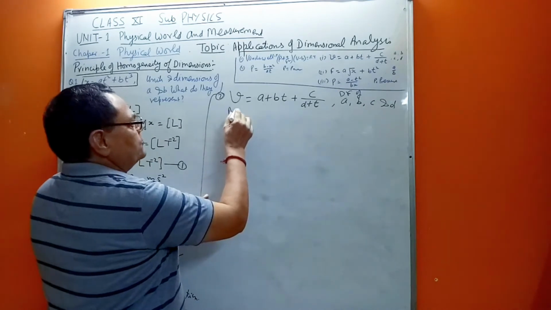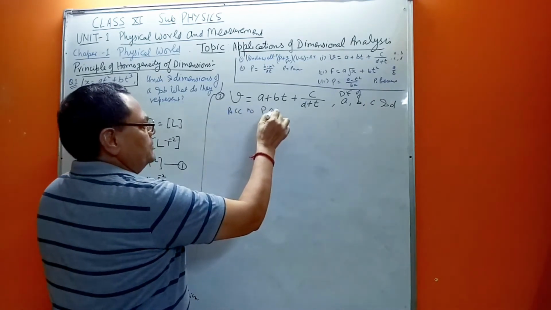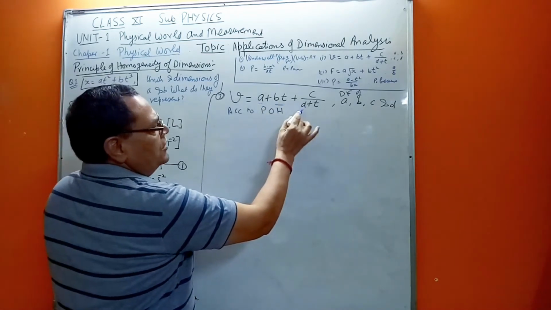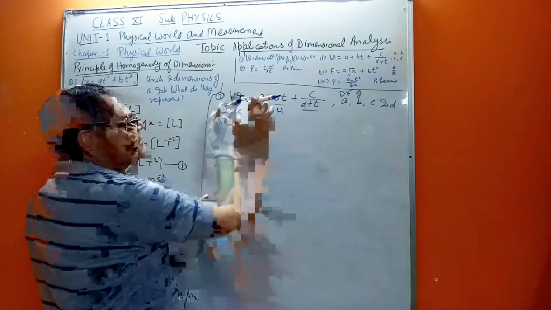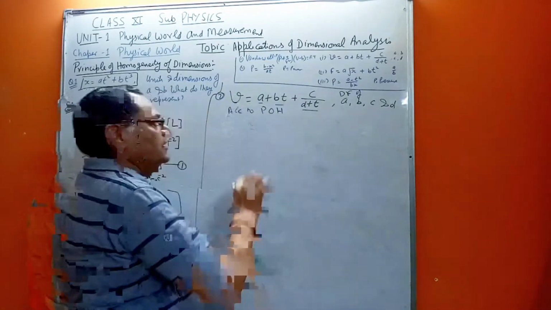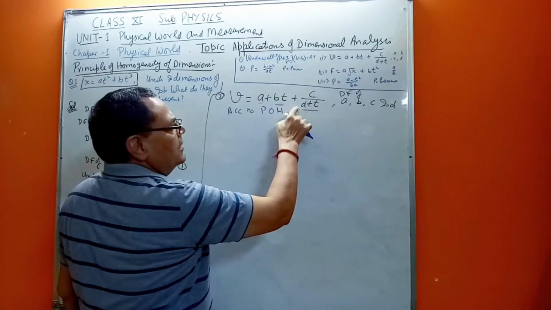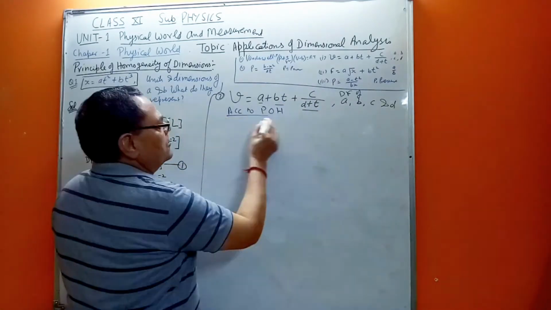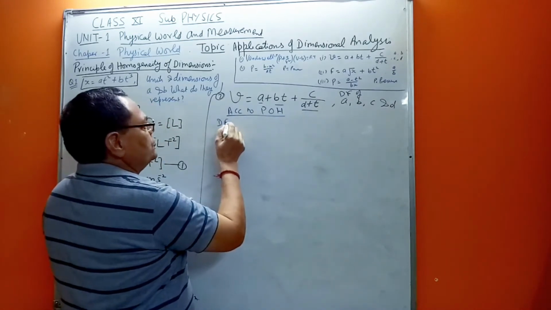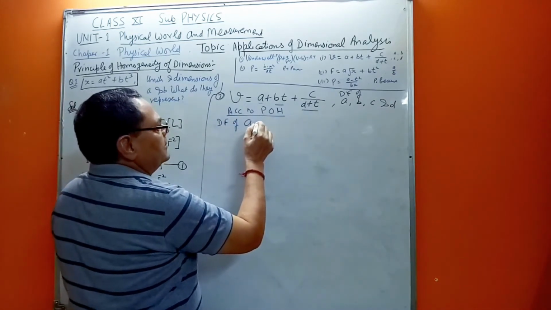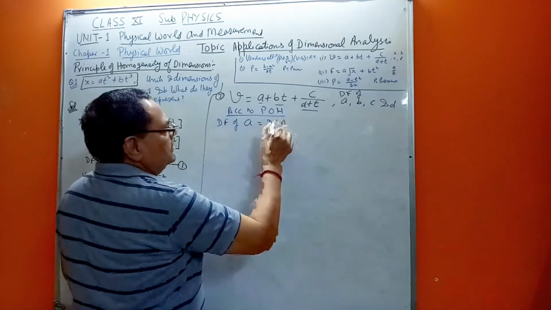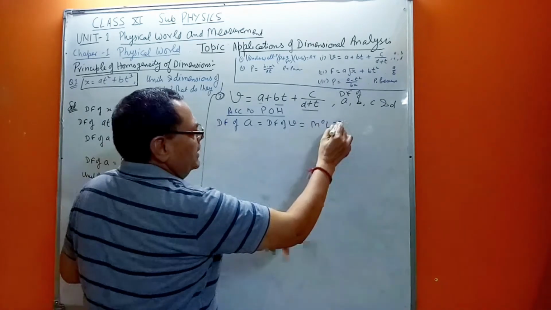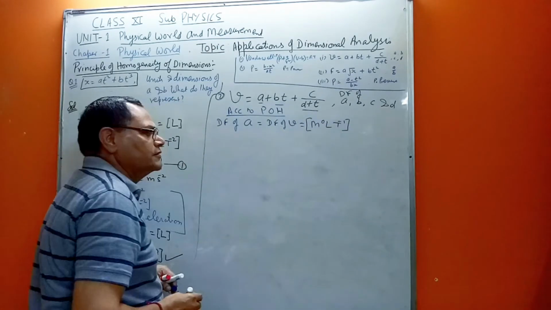So we have to write it actually. According to the principle of homogeneity, the dimensions of each term will be nothing but the dimension of velocity. Here v is the velocity, a, b, c, d are constants, and t is the time. So according to this law, the dimensional formula of a will be nothing but the dimensional formula of v, that is M^0 L T^-1. Clear?